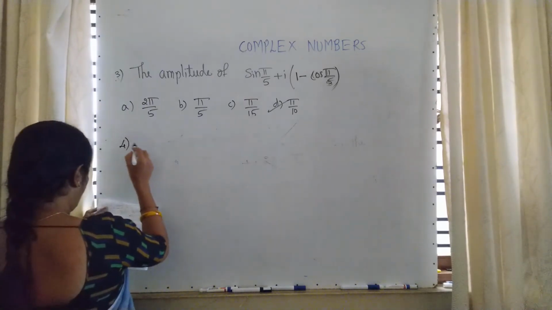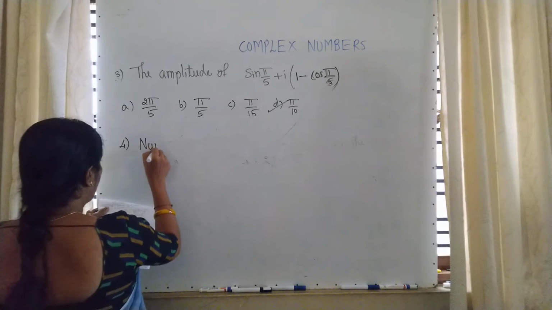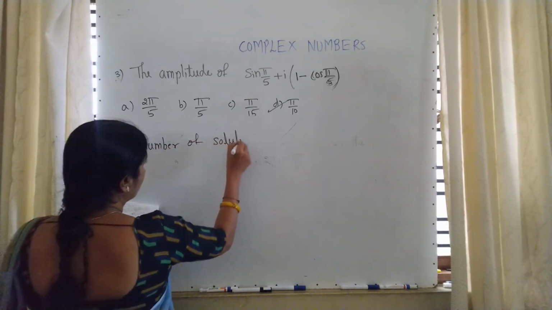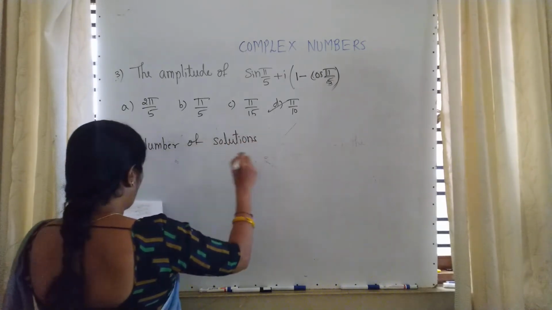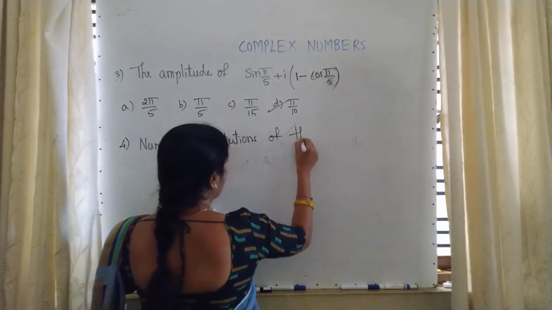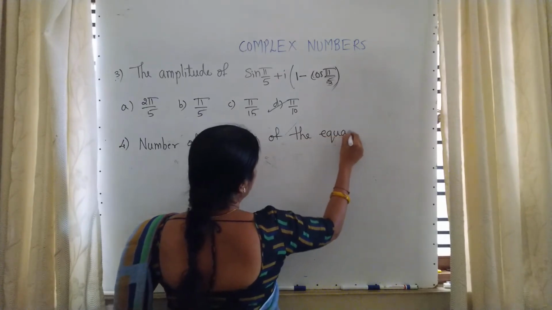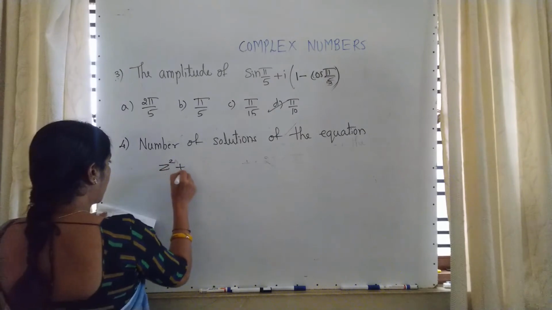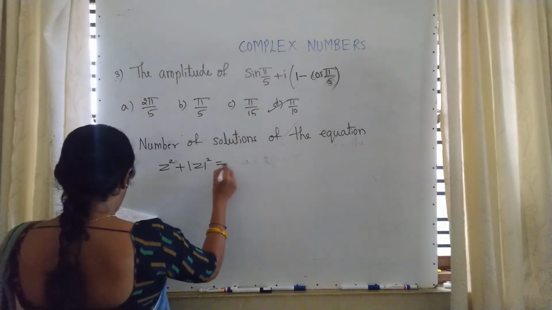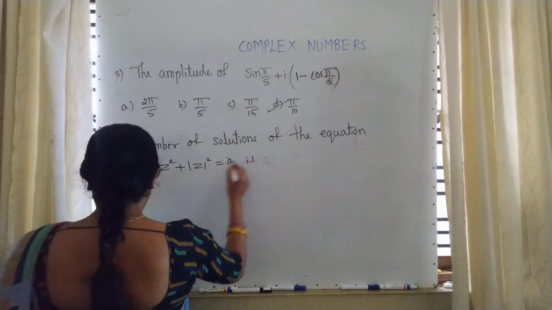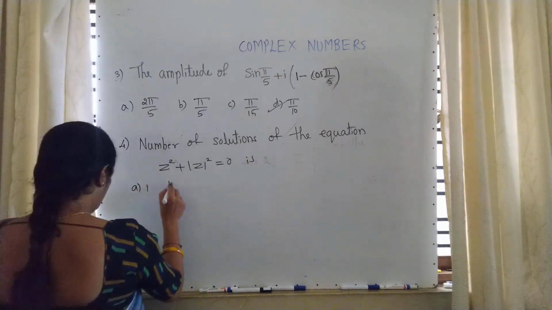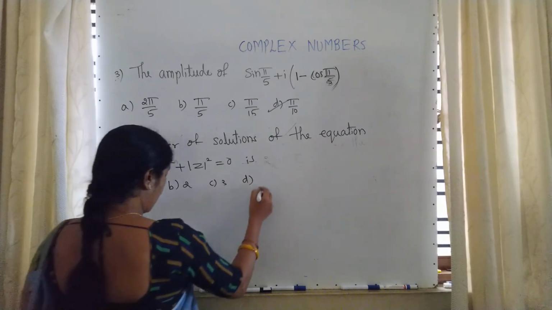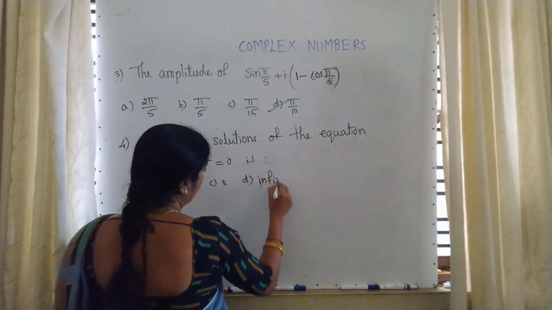Question number 4. Number of solutions of the equation z square plus mod z square is equal to 0 is: first option 1, next one is 2, 3, and fourth one is infinitely many.